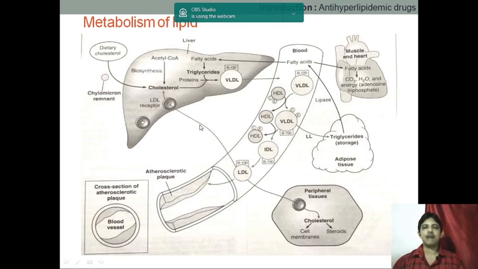Next we will see what happens whenever there is an increased level of triglyceride, cholesterol, etc. We call this a hyperlipidemic condition. Now we'll see what drugs are used for the treatment of the hyperlipidemic situation.